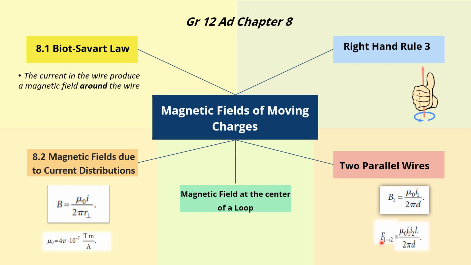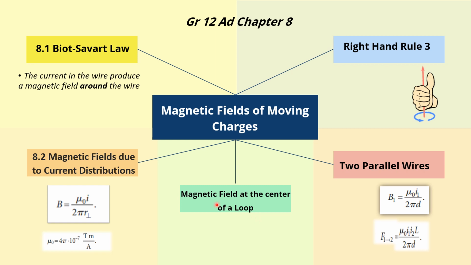Of course, there is another equation for the force created by the magnetic field. It's equal to mu 0, the magnetic permeability, multiplied by both currents, I1 and I2, multiplied by L, which is the length of the wire, over 2 pi d. Again, d is the distance between the two wires.